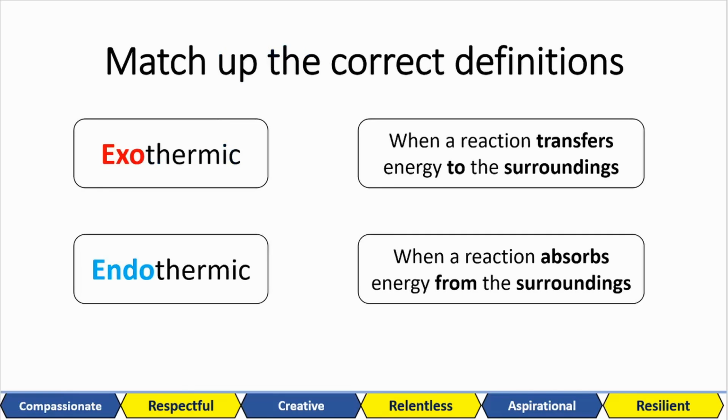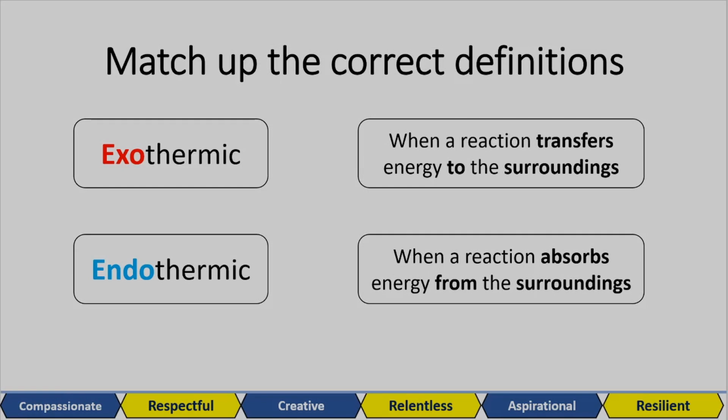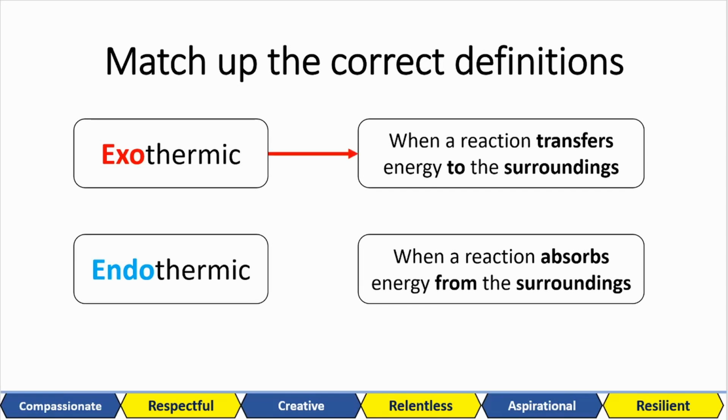Now, I've got a relatively straightforward task for you now. Match up the definitions for exothermic and endothermic reactions. Well, they were already matched up. So, exothermic is the transfer of energy towards the surroundings, that is energy exiting, and endothermic reactions is absorbing energy from the surroundings. Okay?